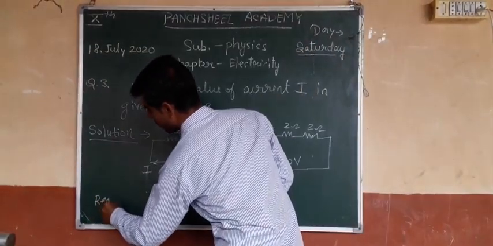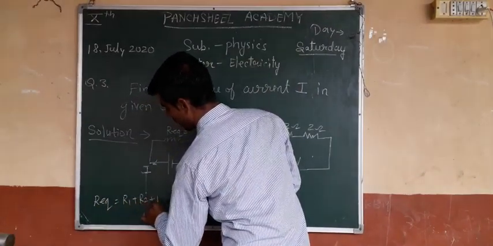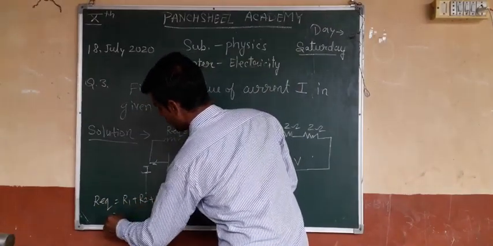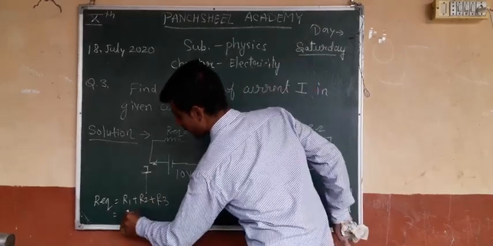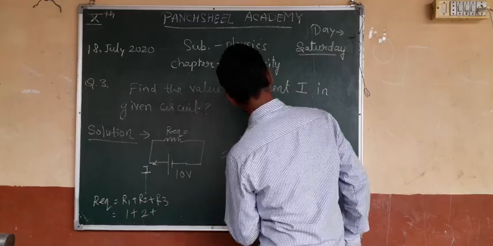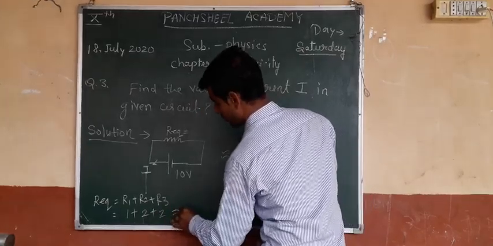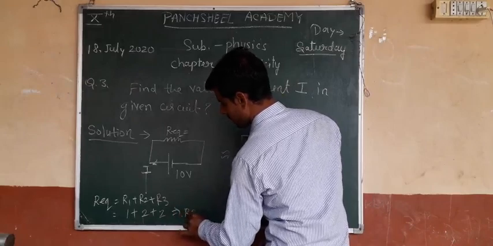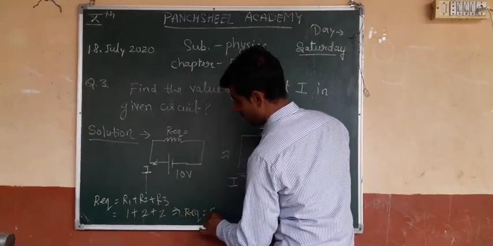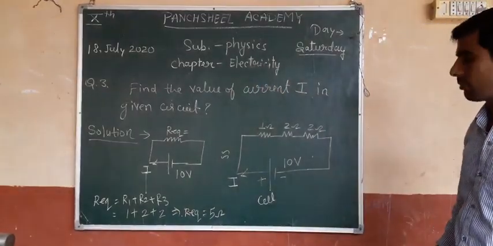R equivalent equals R1 plus R2 plus R3. Okay, what is the value of R1? This is 1 ohm. What is R2? This is 2 ohm. And what is R3? This is also 2. So what is R equivalent? R equivalent equals 5 ohm.